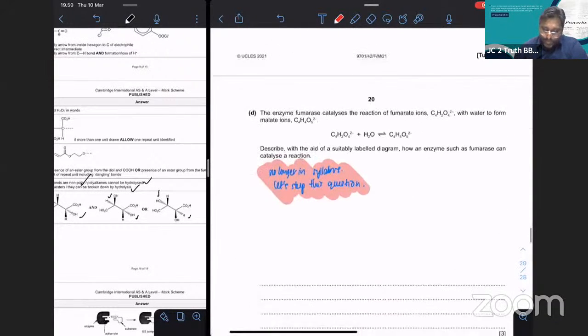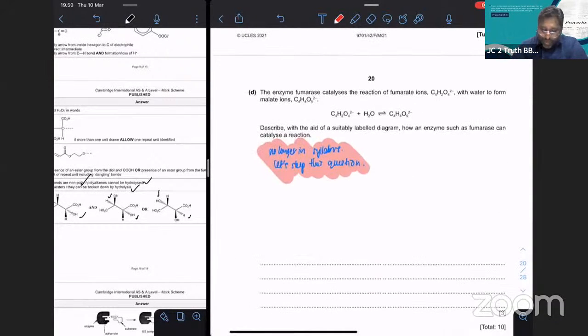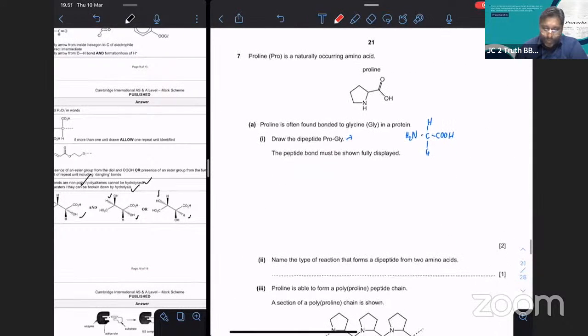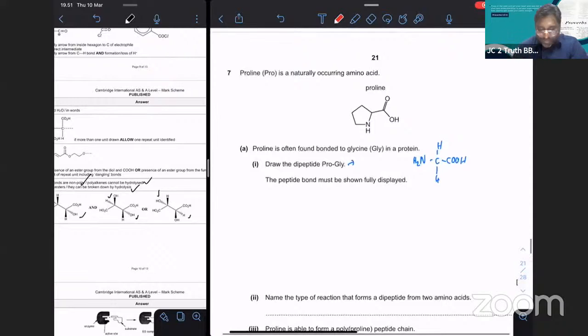Now this one, I will skip, because it's no longer in our syllabus. So let's skip this enzyme. No need to worry about that. Okay, let's move on. Question number 7. For question number 7, proline is a naturally occurring amino acid. Proline is often found bonded to glycine in protein. The important thing over here, they say naturally occurring amino acid.